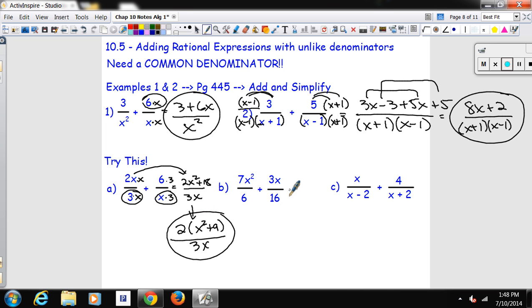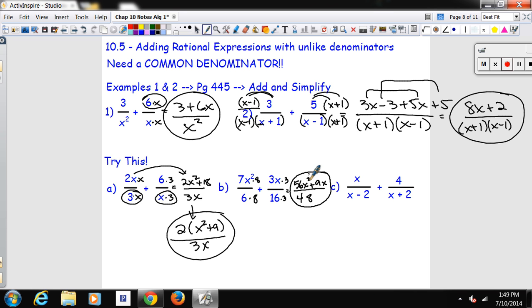6 does not go into 16. You could multiply them together and get 16 times 6. 96 would be a common denominator. There might be a smaller one. 16 times 2 is 32. 6 doesn't go into that. 48 is actually a good common denominator. That's 16 times 3, and that's 6 times 8. So you're going to end up with 56x squared plus 9x over 48.